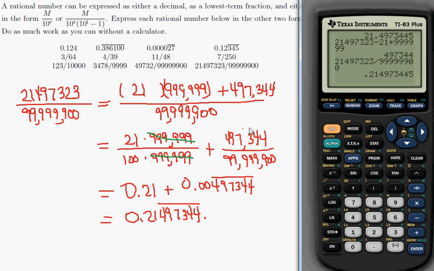And then finally, to convert this into lowest terms, 21,497,323. We know the prime factors already. We've seen this before. Let's test them out. Does 3 work? Nope. Does 7 work? Because we know 2 and 5 do not work. 7 does not work. Let's see if 11 works. That does not work. Let's see if 13 works. 13 does not work. And finally, let's see if 37 works. 37 does not work. So this already is in lowest terms.